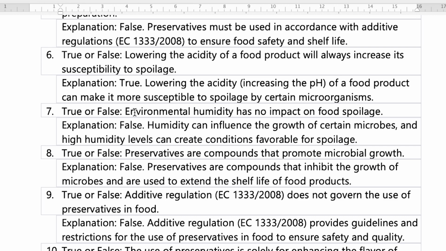Number seven, environmental humidity has no impact. Always when something is indefinitely telling no or all the time, it's wrong, because humidity can influence the growth of certain microbes, and a high humidity level can create conditions favorable for spoilage.